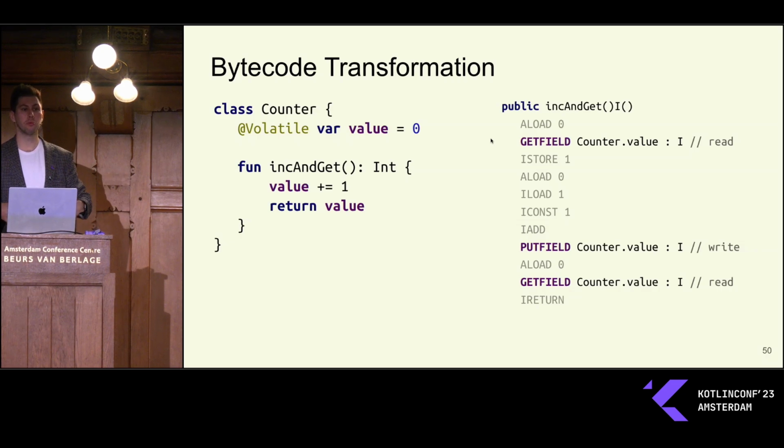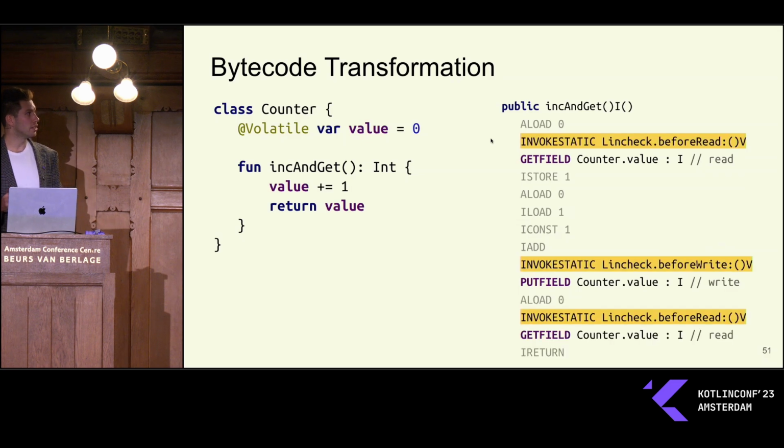And Lincheck transforms this bytecode, adding internal method invocations before these instructions. So before getfield, it adds Lincheck beforeRead method, before write, it adds beforeWrite, and so on. And Lincheck supports not only getfield and putfield instructions, it supports all the ways to manipulate shared memory. So if you use atomics, if you use unsafe, VarHandles, atomic field updaters, if you use synchronized blocks, and whatever else you can use, Lincheck supports all these synchronization constructs. So that's how it works.